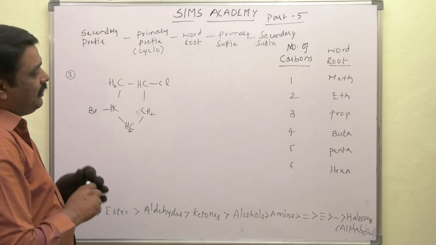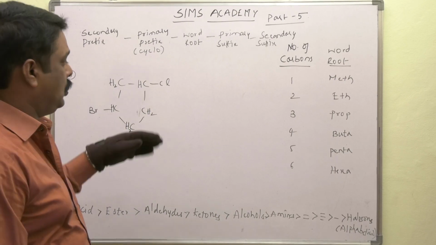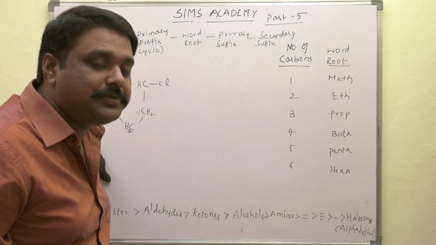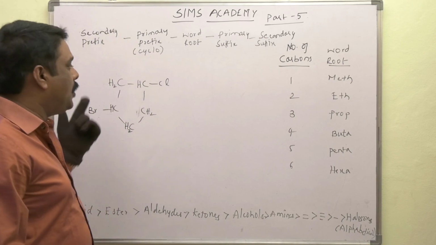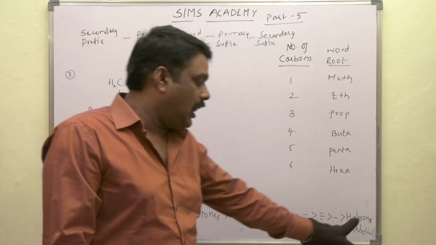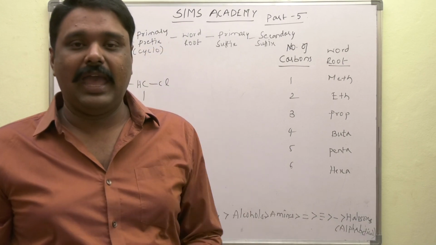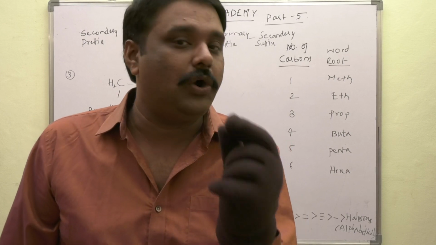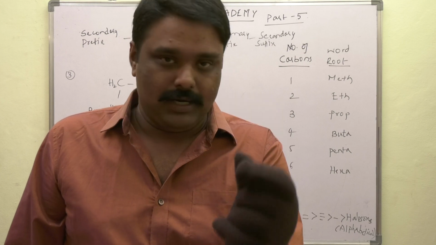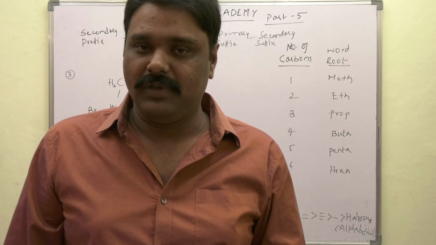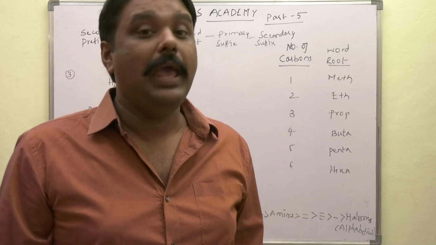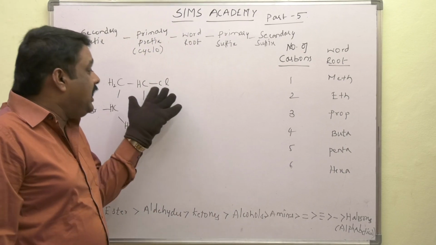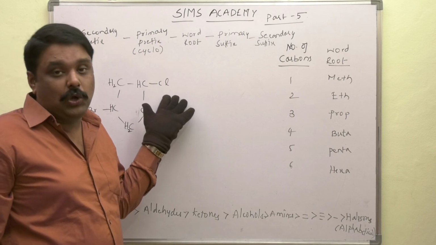Now, do we have any functional groups? No. Do we have any substituents? Yes. What are those 2 substituents? We have bromine and chlorine. Both are halogens. If we have both as halogens, then we should give priority according to alphabetical order. B comes first or C comes first? Obviously, B comes first. After giving priority to bromine, we need to give priority to chlorine also.